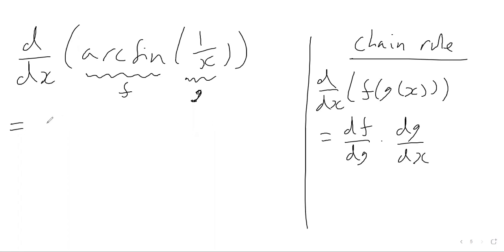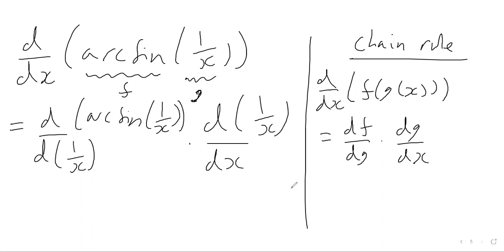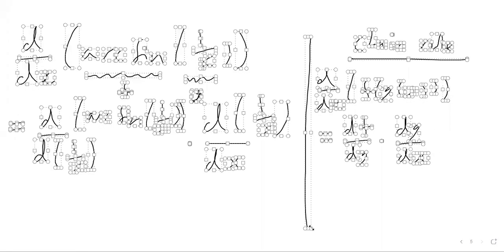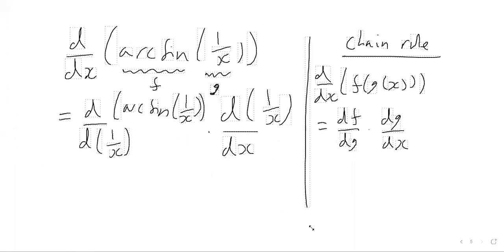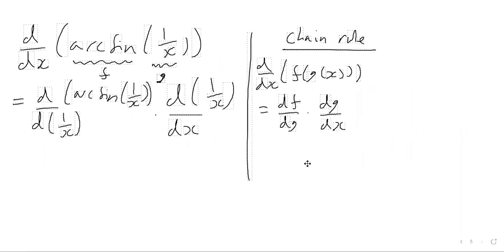So we can just apply this chain rule, and if we do so, we get something like this: the derivative of arcsin of 1 over x with respect to 1 over x, multiplied by the derivative of 1 over x with respect to x. Great. Now we can start differentiating, because we know how to differentiate these functions from previous videos.